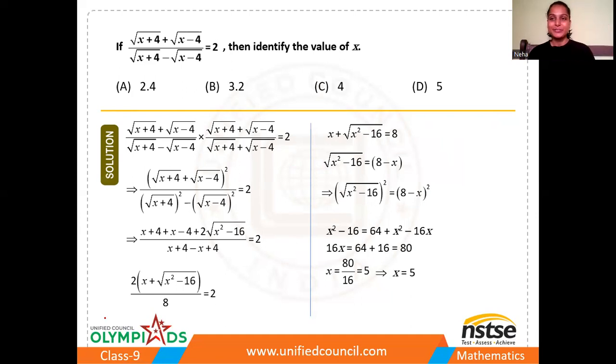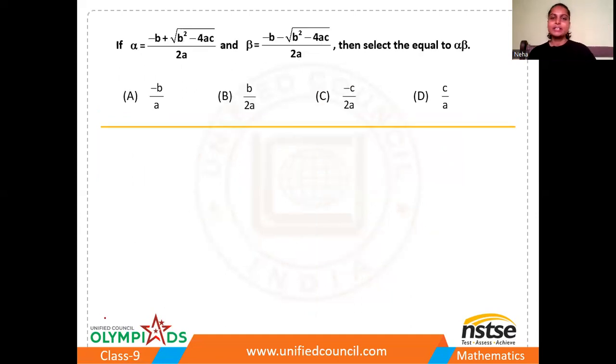Now let's move to the second one. Alright, here is the next question, student. Here the values of alpha and beta are given, and they are asking to find the value of alpha into beta. Alright, so alpha is minus b plus the square root of b square minus 4ac upon 2a, and beta is minus b minus the square root of b square minus 4ac upon 2a. Okay, so this question is quite simple. Let me solve this.